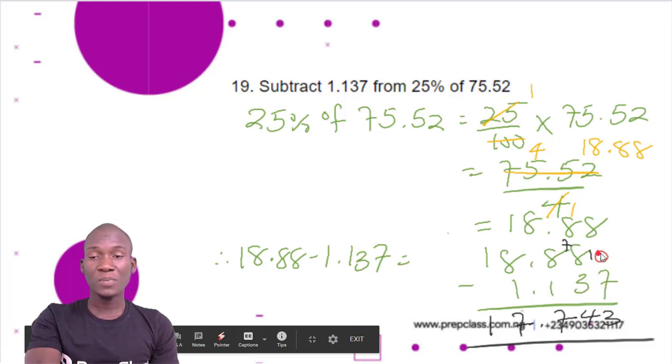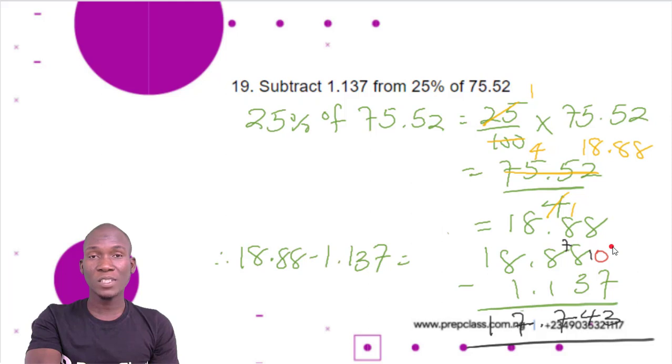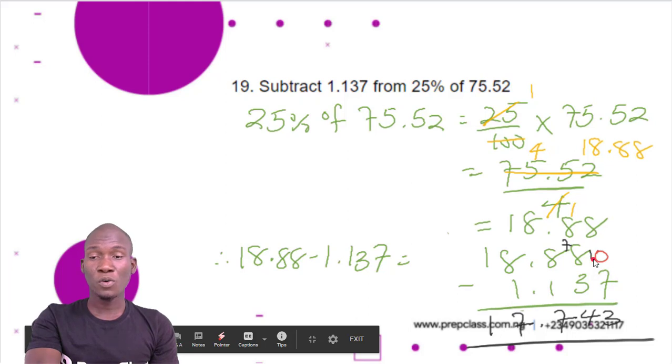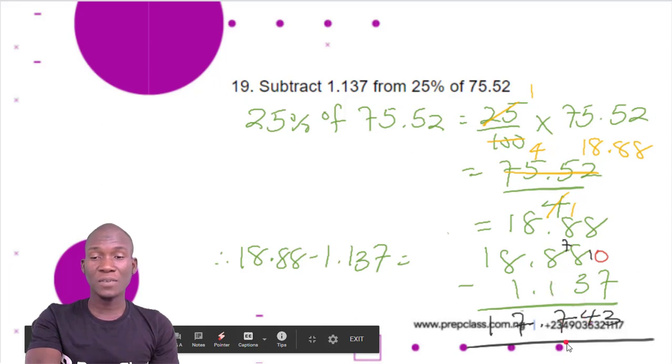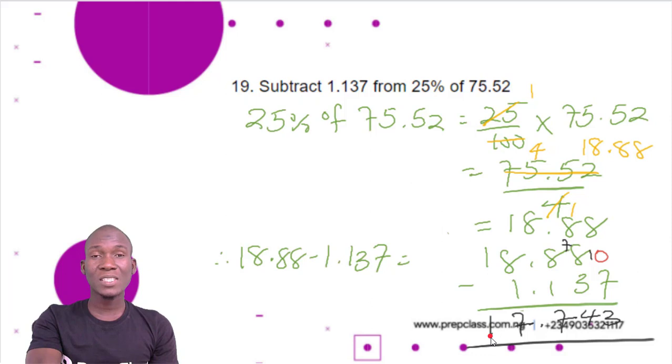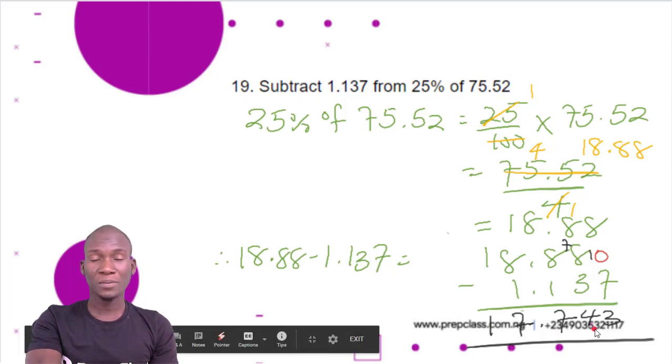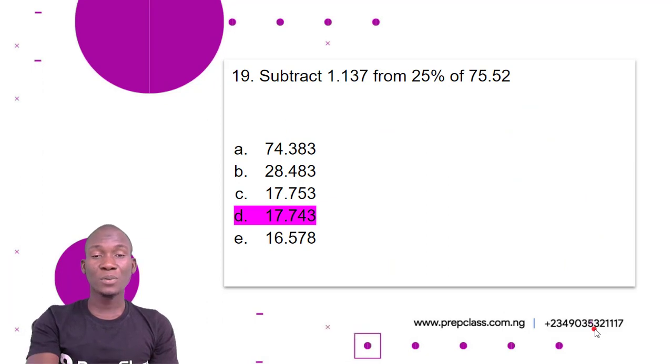So we have 18.88 minus 1.137. We simply add 0 to this so that we balance the number of digits to the right of the decimal point. Now 0 minus 7, that's impossible. We borrow 1 from 8, 8 changes to 7. This 1 will join 0 to give us 10. 10 minus 7 is 3. 8 here has changed to 7. 7 minus 3 is 4. 8 minus 1 is 7. We drop down the point. 8 minus 1 is 7. Then 1 minus, there is no number here, we simply write down 1. And this is giving us 17.743. And the correct option is option D, 17.743. I hope that was very easy.